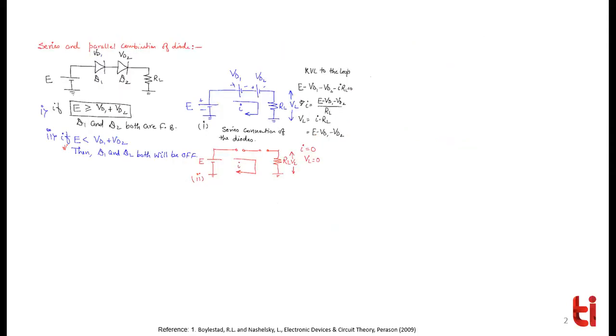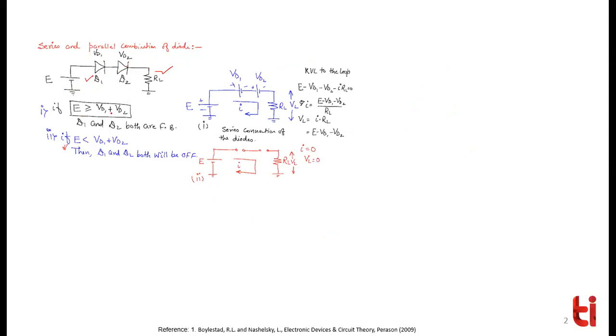Series and parallel combination of diodes. Sometimes you will come across very simple questions like a diode kept in series, or let's say the diode is kept in parallel to the battery, or in series with the battery. So you need to solve it. It's very, very simple. Let's say two diodes are given over here, the RL, and you have an E battery. So two cases can arise.